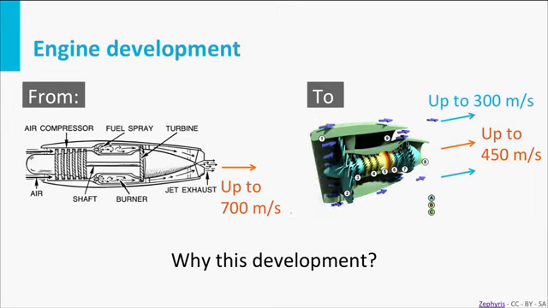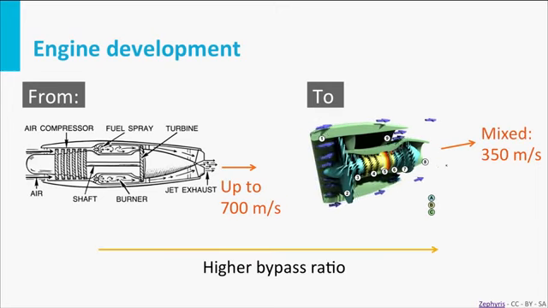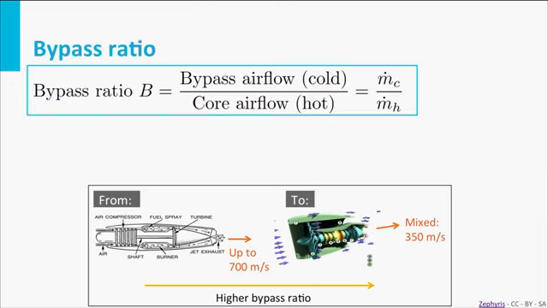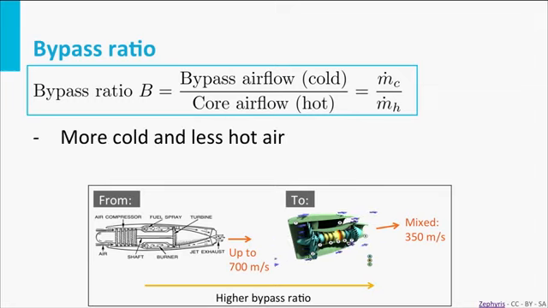Why this development? Well, the technical word for it is a higher bypass ratio. The bypass ratio is the ratio between the cold air that passes by the actual jet engine divided by the core airflow, or the hot air. So m dot C stands for cold, m dot H stands for hot, and this bypass ratio is not a fraction of 1, but much larger than 1. And it results in air which has a lower speed when it leaves the engine. So we have more cold and less hot air, and we also have a lower speed. And we ask ourselves, why is this?